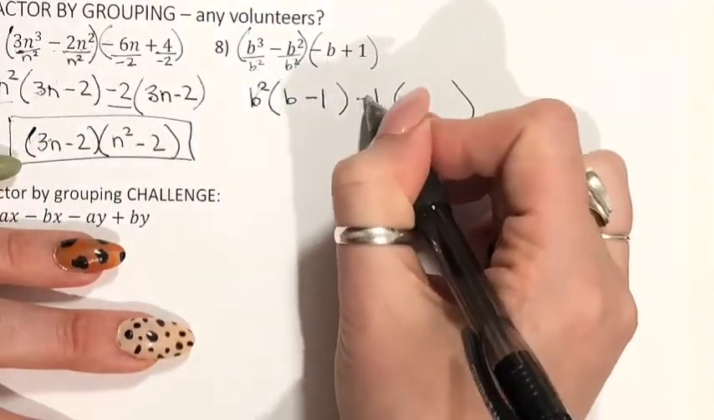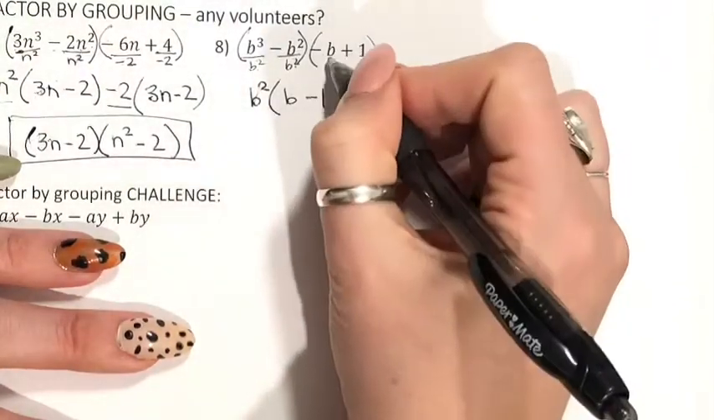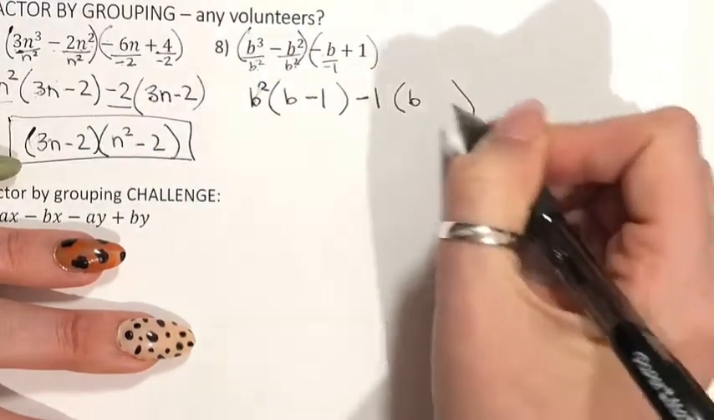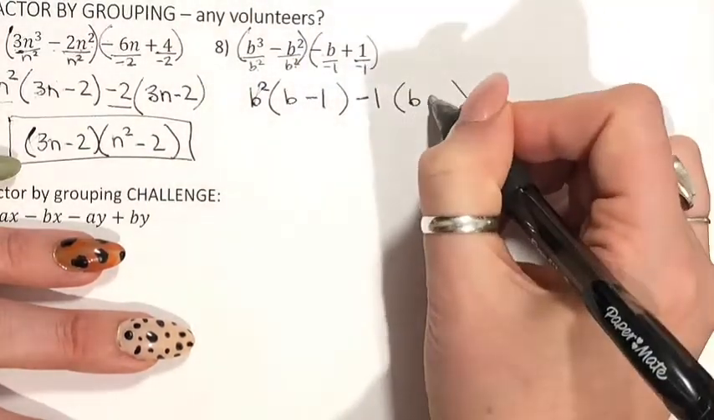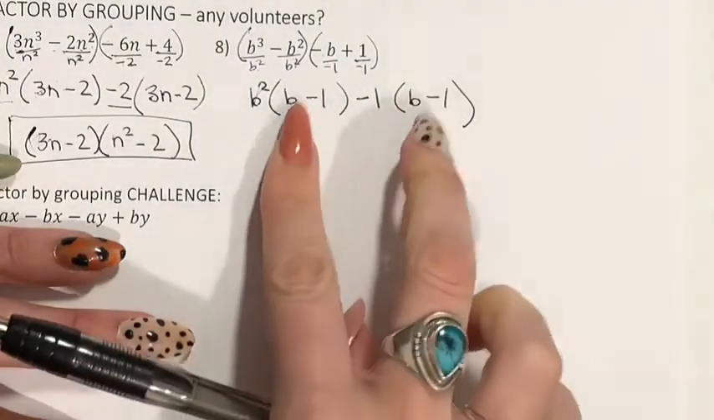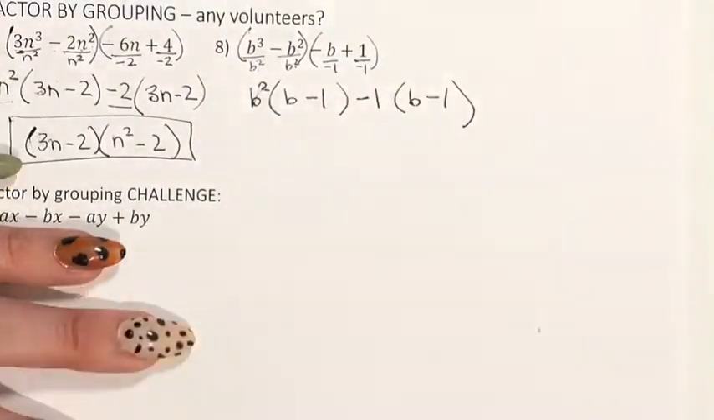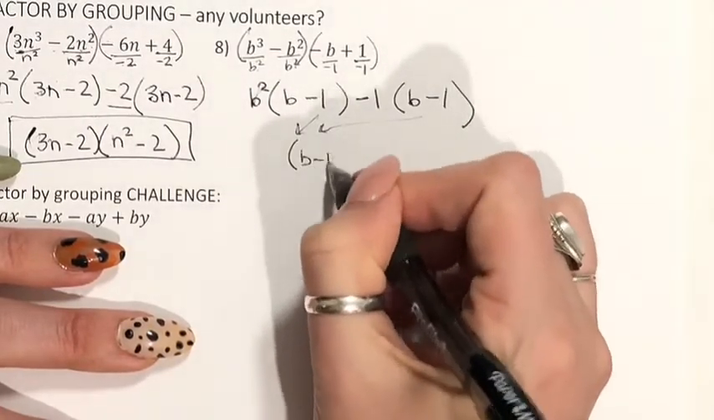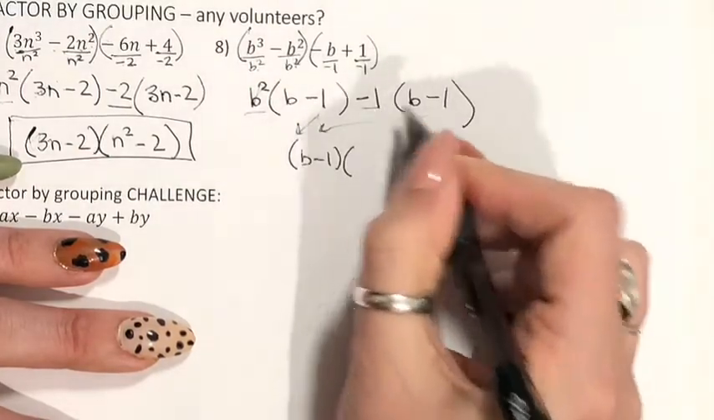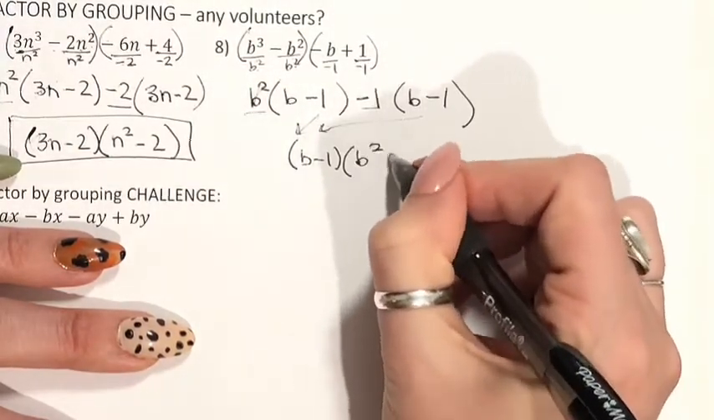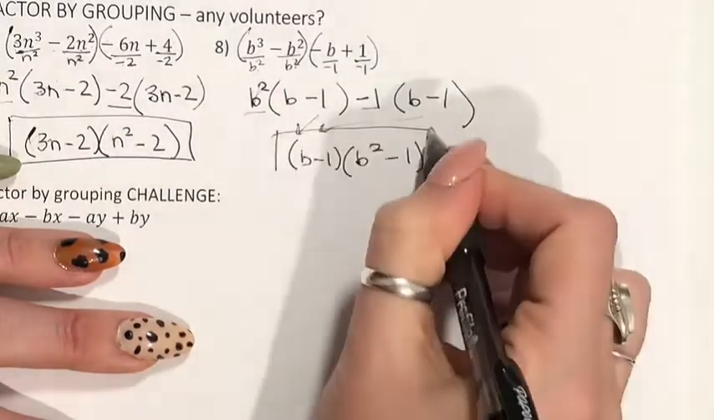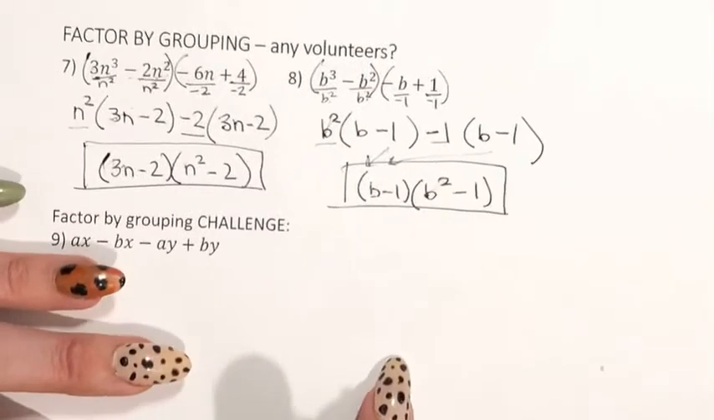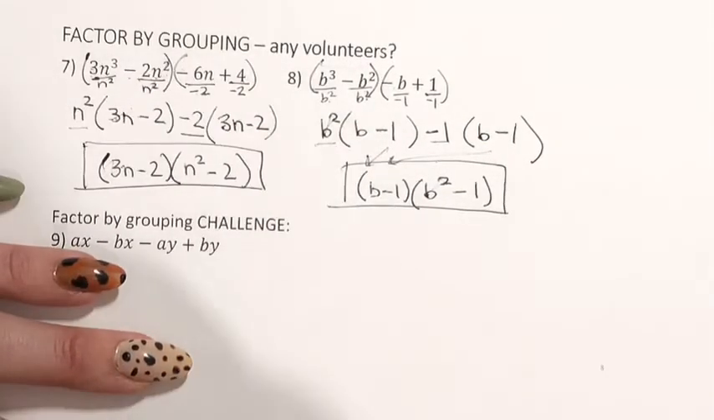So I need to take out a negative 1 when I do this. So that if I divide negative b divided by negative 1, that will turn to a positive b. And 1 divided by negative 1 turns to a negative 1. And now I have the correct signs, positive b minus 1. So our matching part goes out front. And then the greatest common factors are going to go in their own group, b squared minus 1. And that's your answer. So that is factor by grouping with 4 terms, using greatest common factors.